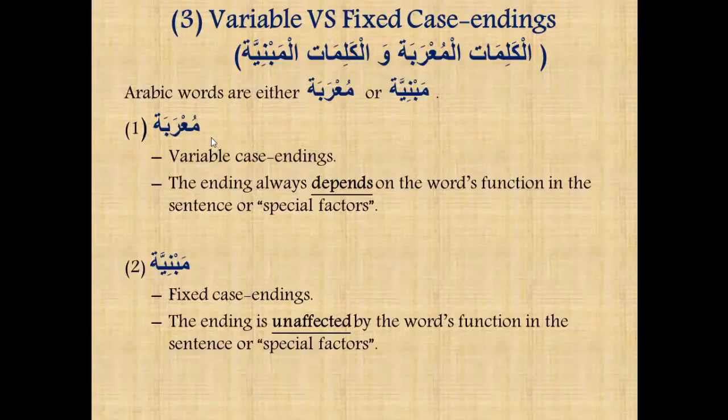Category number two, mabniya, al-kalimat al-mabniya. These words have fixed case endings. These are constant, unchanging. That means the ending is completely unaffected by the word's function or role in the sentence or by the presence of special factors. So basically, these words' endings don't really care about what's going on in the context or in the sentence. They are fixed. They're not going to change. So those are the key terms. Mu'raba means variable case endings. Mabniya means fixed case endings.